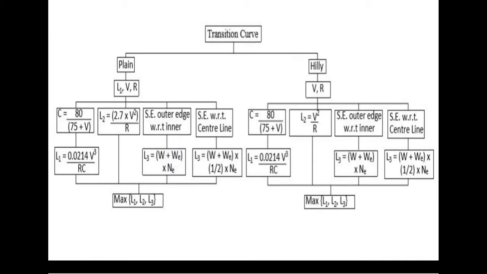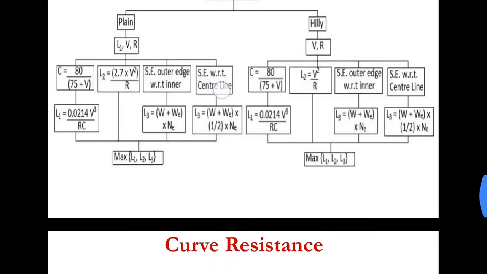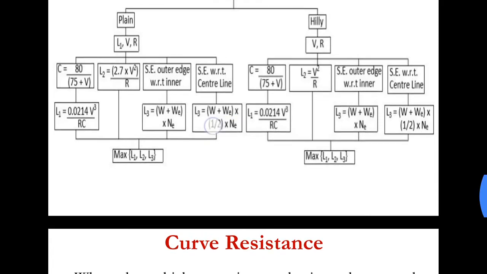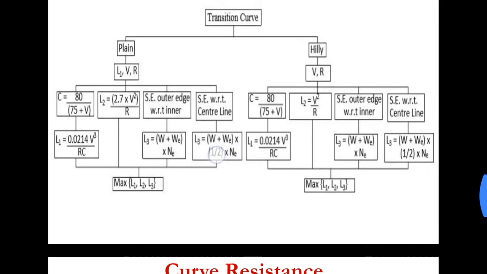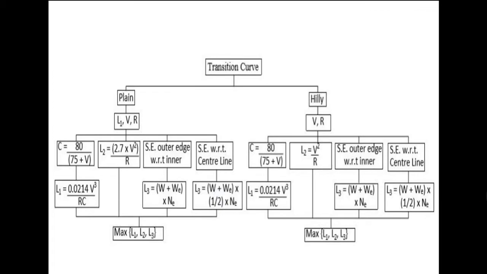Okay, then using this formula we can find out the length of transition curve. Now when the super elevation is achieved by raising the outer edge with respect to the center line, then the formula is L3 is equal to (W plus We) divided by 2 into N E. The only difference here is when we raise with respect to the center line, it will be divided by 2.